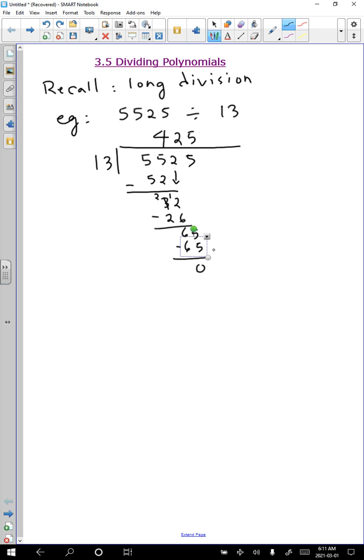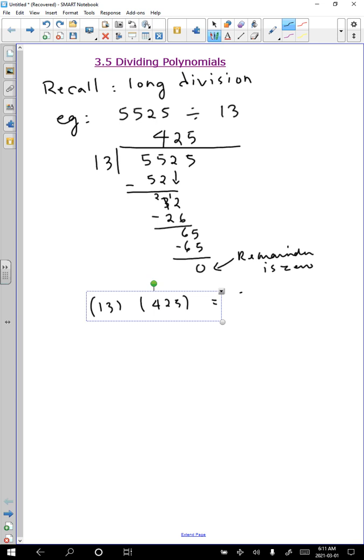So you have here the remainder is 0 when you divide these two numbers. So we can also say that if we did 13 times 425, that would be equal to 5,525. Okay.